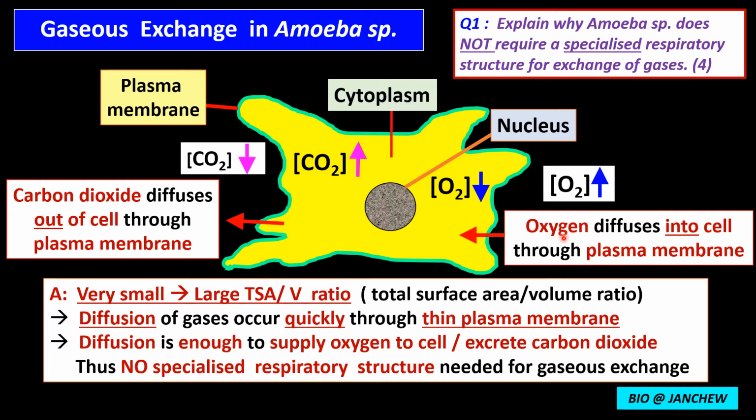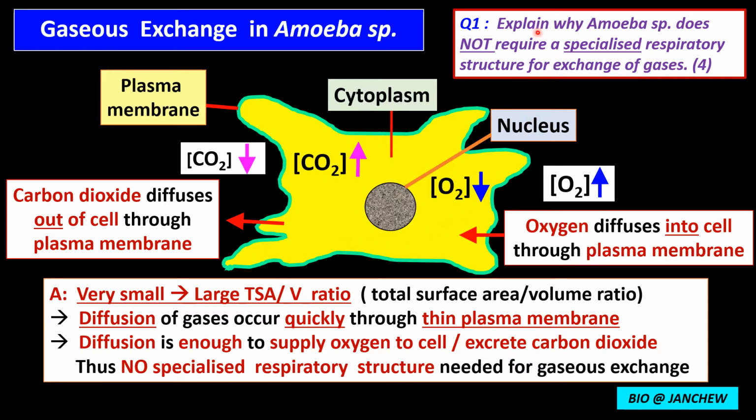Thus, oxygen diffuses from the environment down the concentration gradient into the cell through the plasma membrane, which is the respiratory surface or structure. On the other hand, for carbon dioxide, the concentration of carbon dioxide is always higher in the cell than in the environment, because carbon dioxide is produced through cellular respiration. Thus, carbon dioxide diffuses from the cell into the environment down the concentration gradient through the plasma membrane too. Okay, that is gaseous exchange in amoeba.